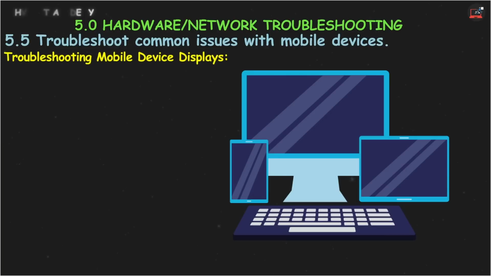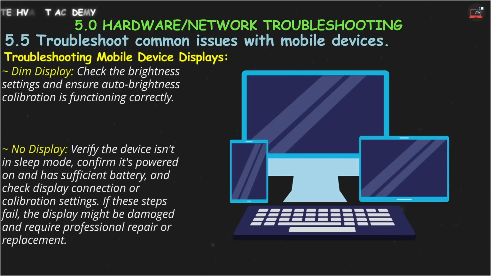Troubleshooting mobile device displays. Dim display. Check the brightness settings and ensure auto brightness calibration is functioning correctly. No display. Verify the device isn't in sleep mode, confirm it's powered on, and has sufficient battery, and check display connection or calibration settings. If these steps fail, the display might be damaged and require professional repair or replacement.